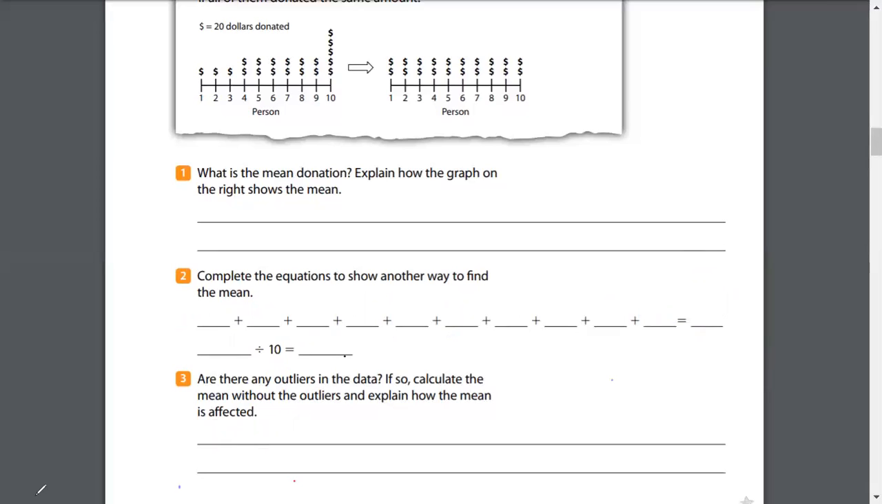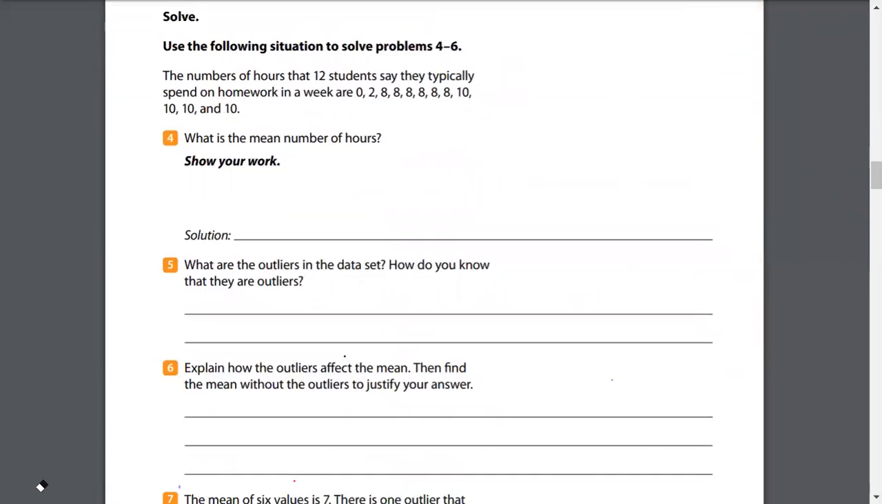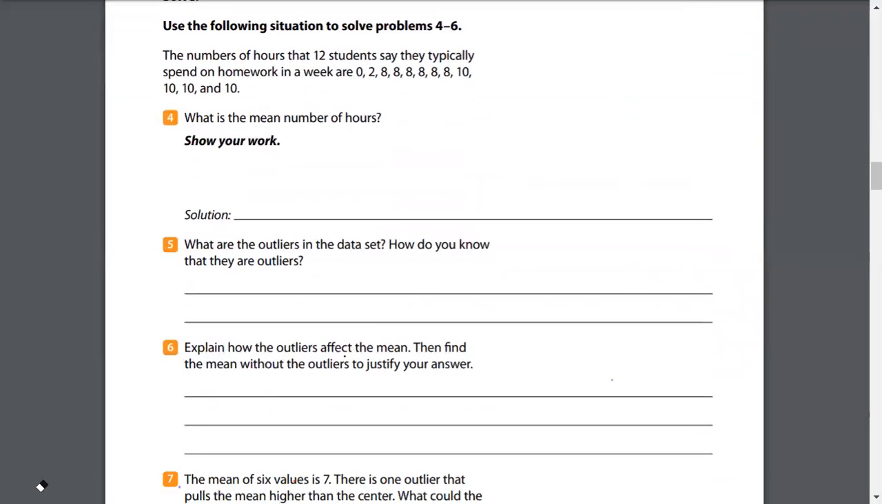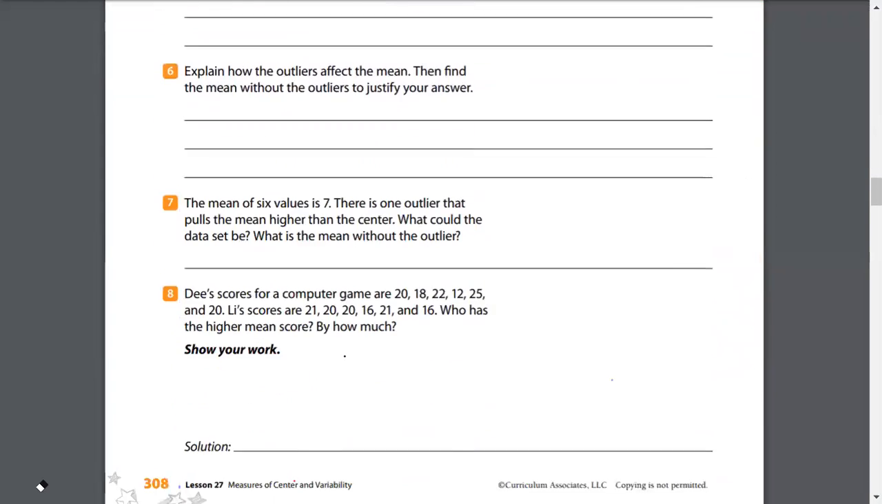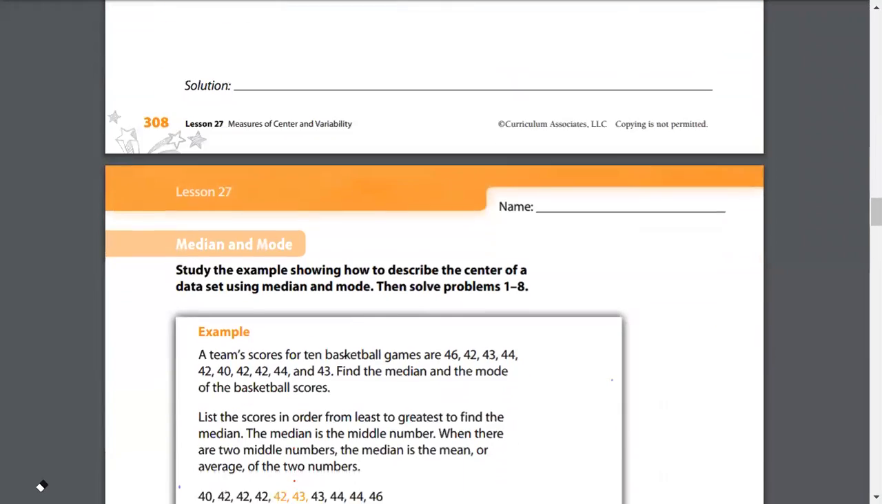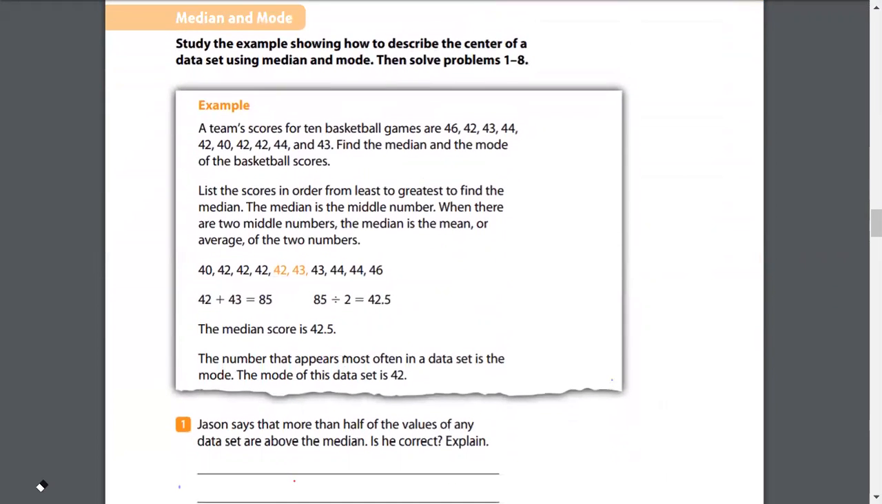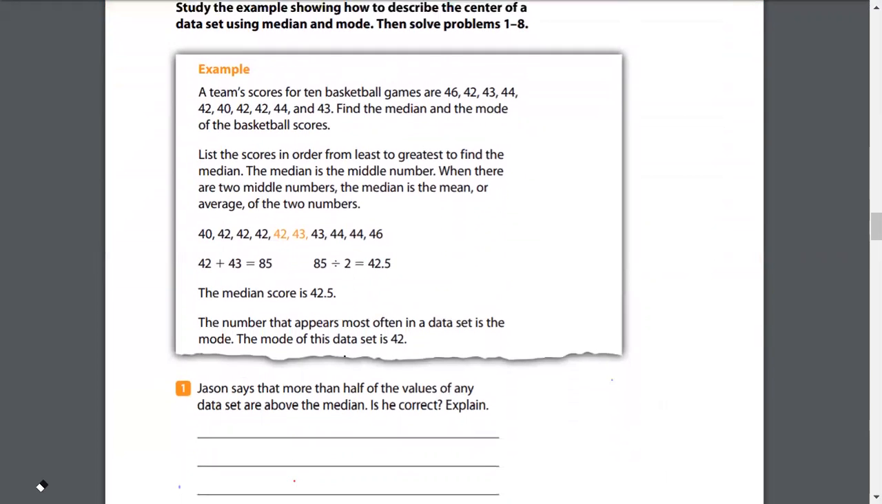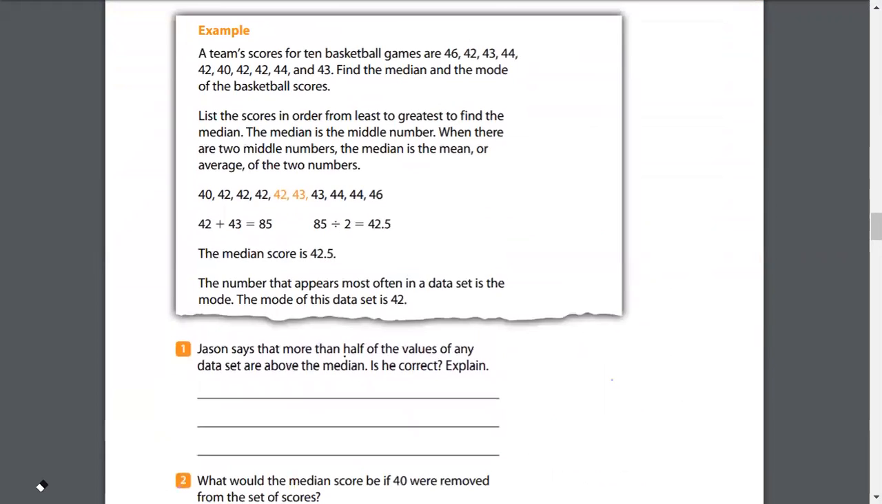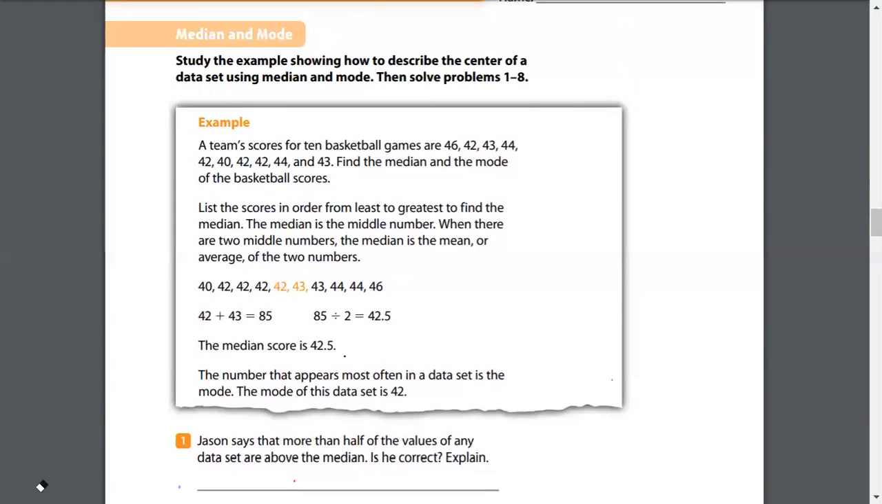And then you can do your independent work by yourself. If you have any questions, you could email Ms. Petty. Now we're going to move on to median and mode. Study an example showing how to decide the center of a data set using median and mode. Then solve problems 1 through 8. So we are going to solve problems 1 through 3 together. And you guys can do 5 through 8 on your own. If you have any questions, contact us and we will help you with it.